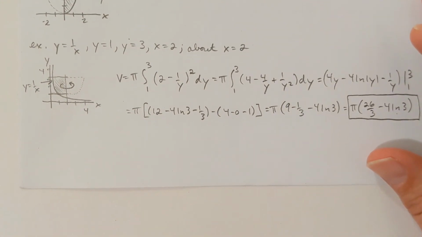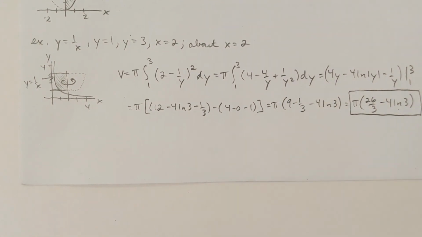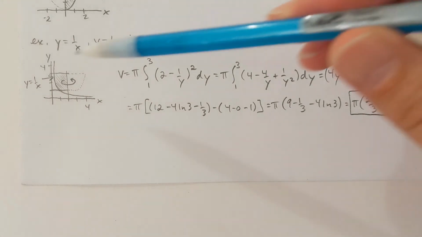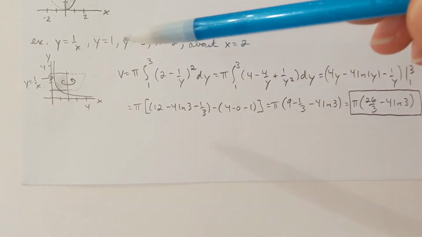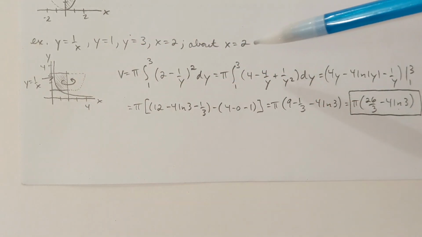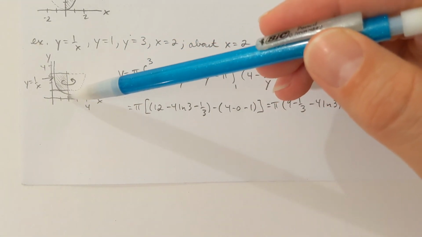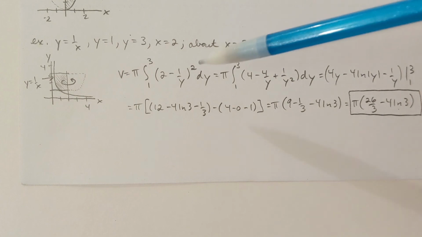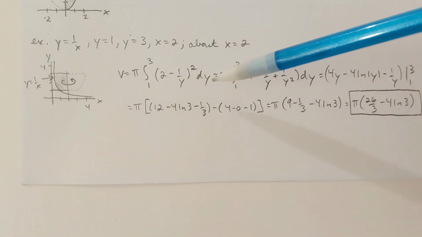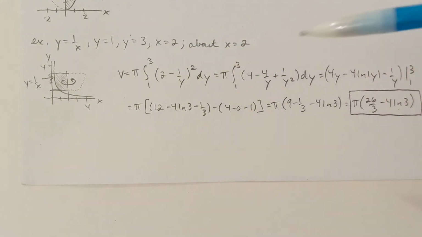Okay, let's maybe do one more. Suppose that we have y equals 1 over x, y equals 1, y equals 3, and x equals 2. I've drawn that region there, that bounded region, and we're going to rotate that about x equals 2. Because I'm rotating this region about a line that is parallel to the y-axis, I know right away I'm going to set up an integral where everything is going to be about y.